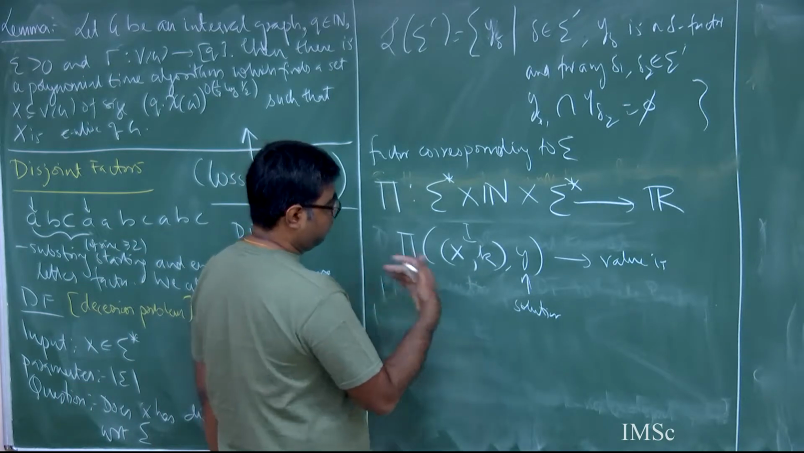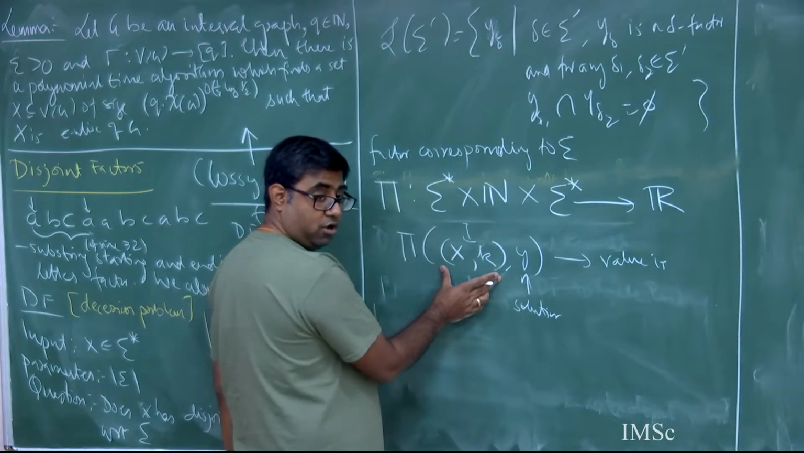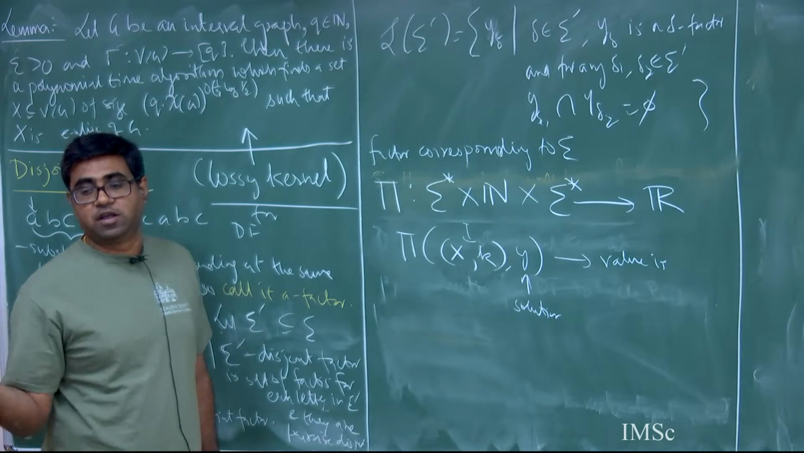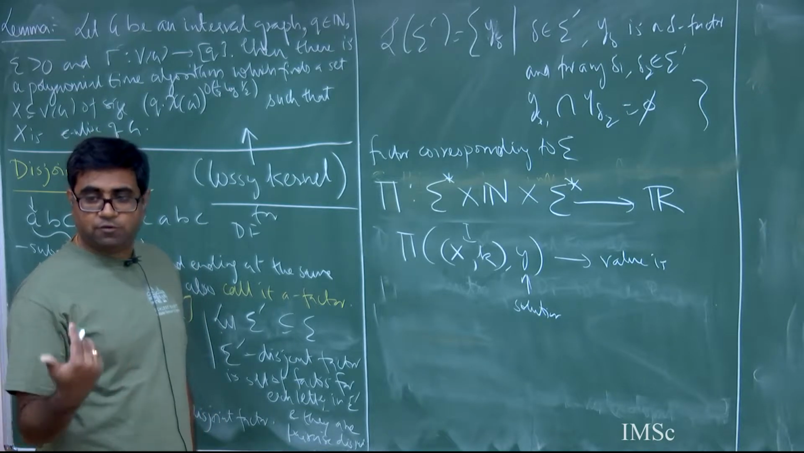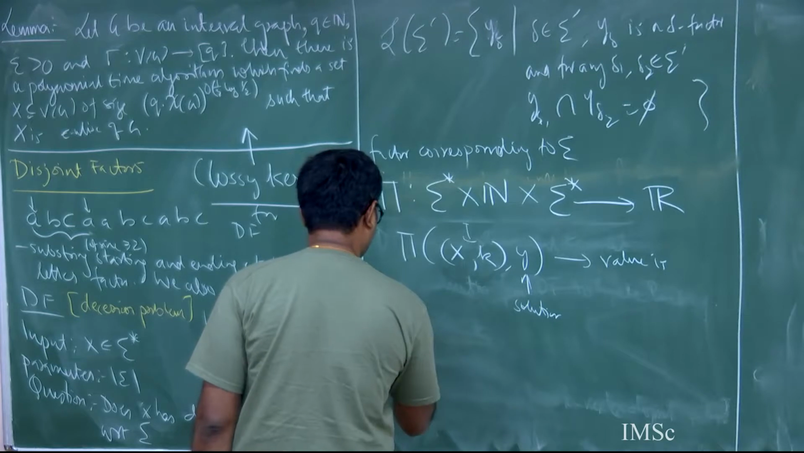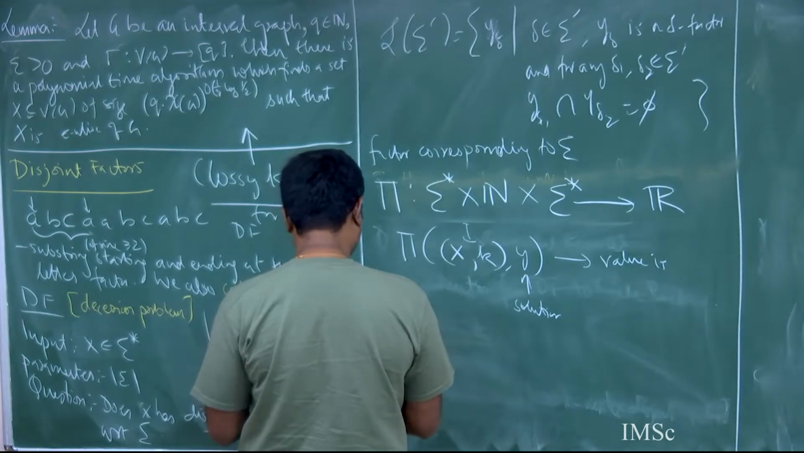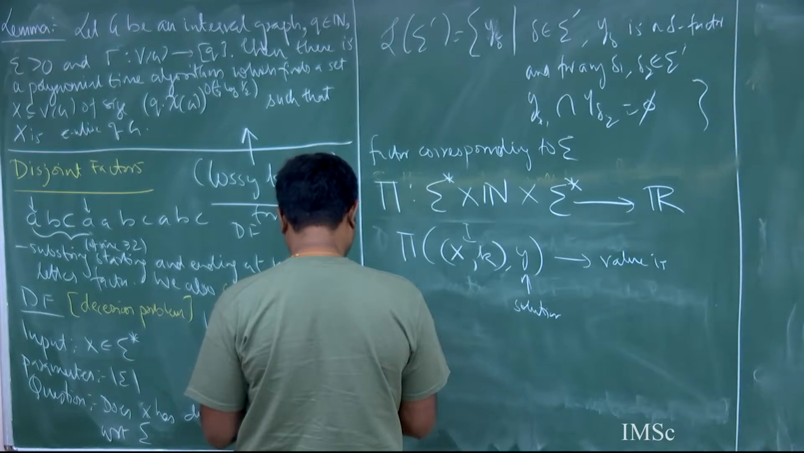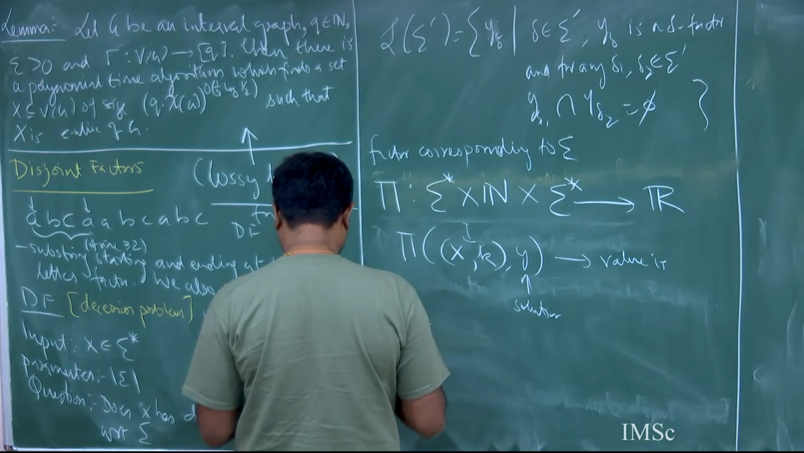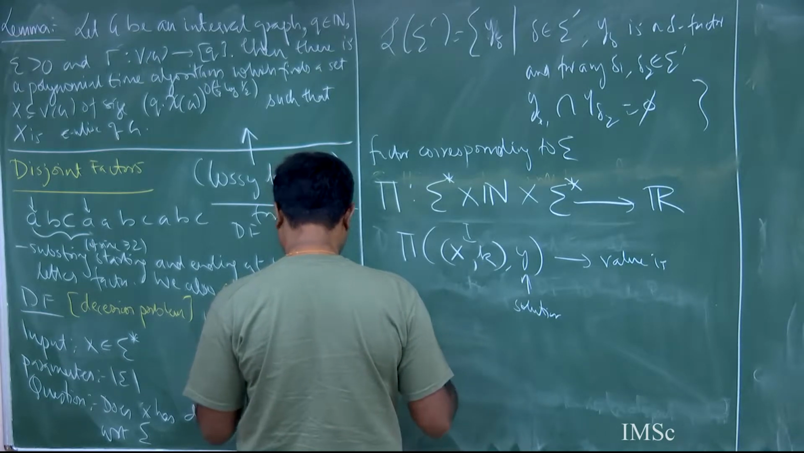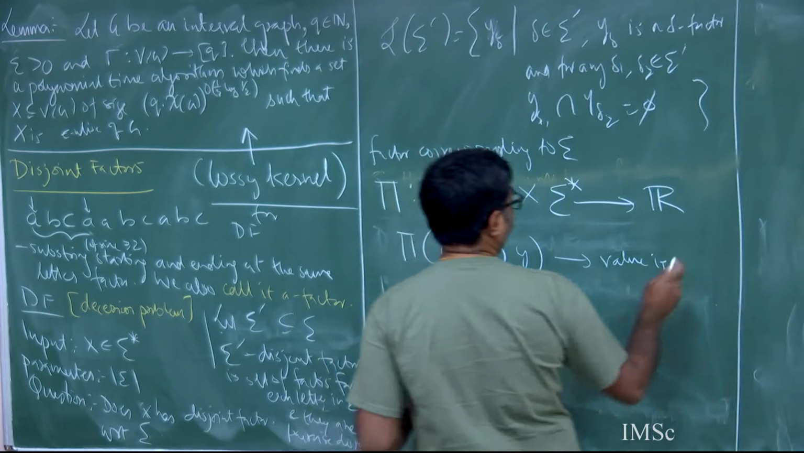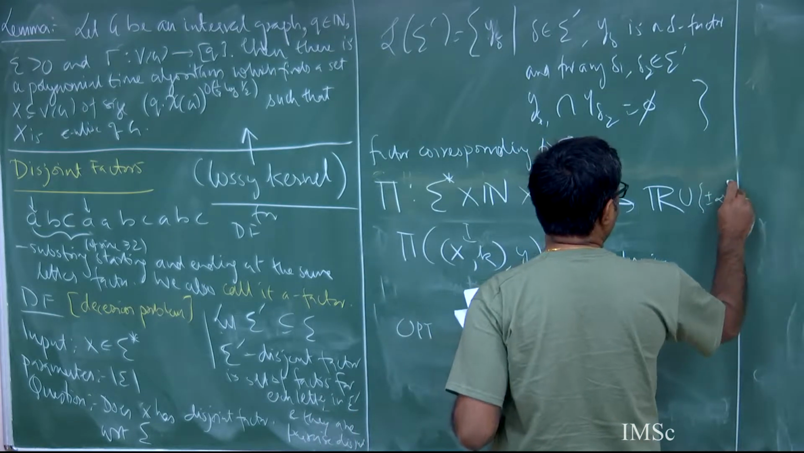Look, for the same instance x comma k, I could have many strings y. So for example, if you have a graph, there are many vertex covers, right? But there are only few vertex covers of the smallest size. So we had this notion of optimum. How did we define optimum? For convenience, we added plus minus infinity.